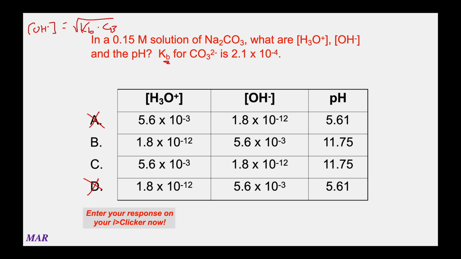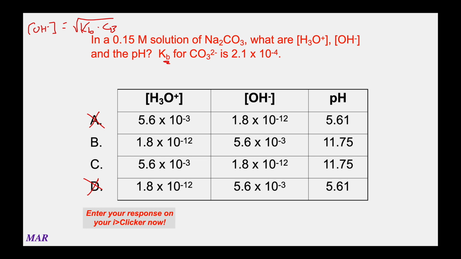So we're automatically going to disqualify A and D here. Those would be acidic pHs. That's not going to work. Now, you can even go farther than this. If it's a base, your hydroxide concentration should be a bigger number than your hydronium concentration.